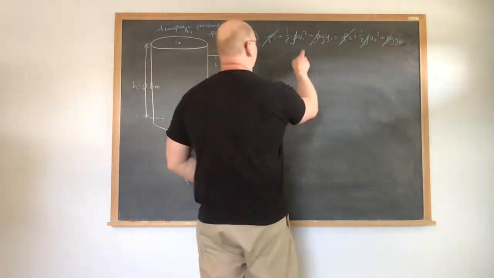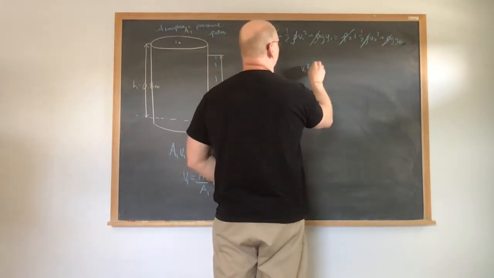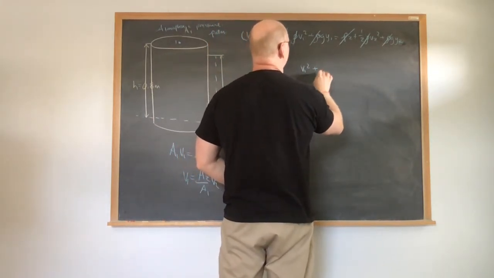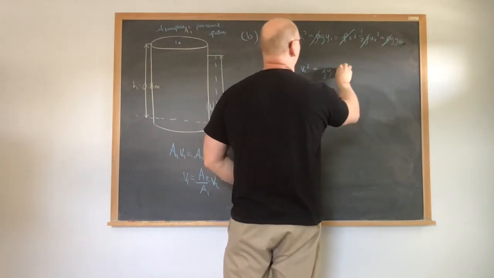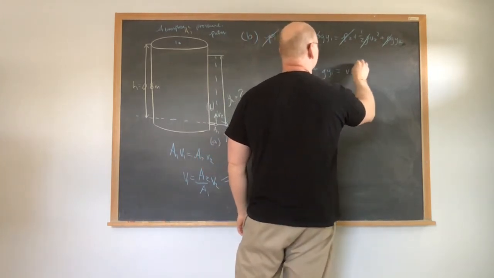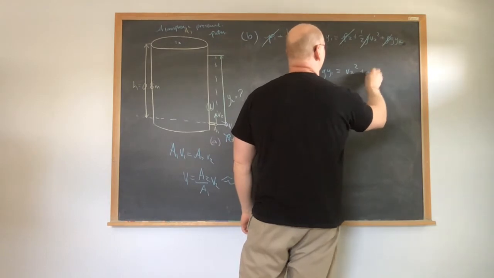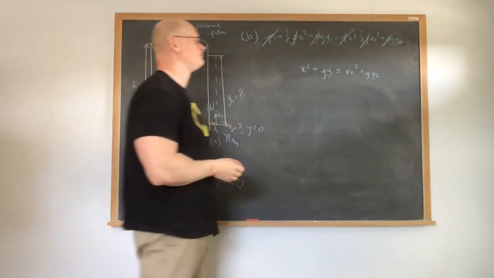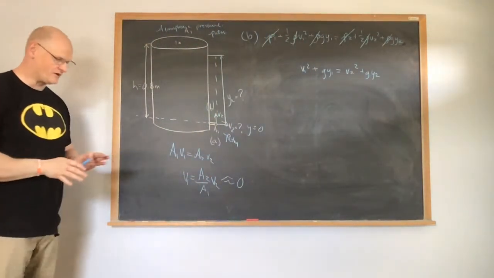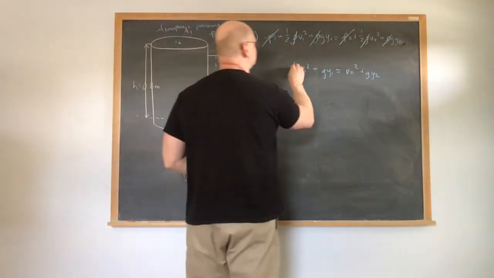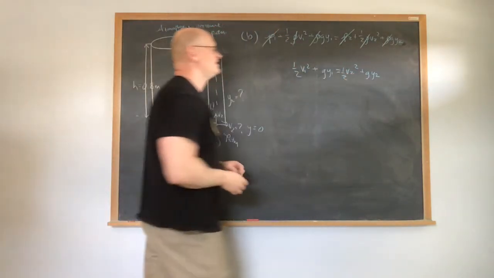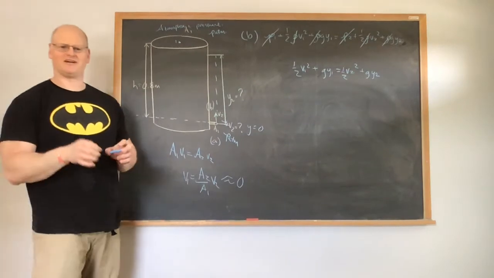So in this case, we're going to get 1/2 V1 squared plus G Y1 is then equal to 1/2 V2 squared plus G Y2. Now, before we go any further, oh, sorry, I forgot my 1/2 here. There we go.